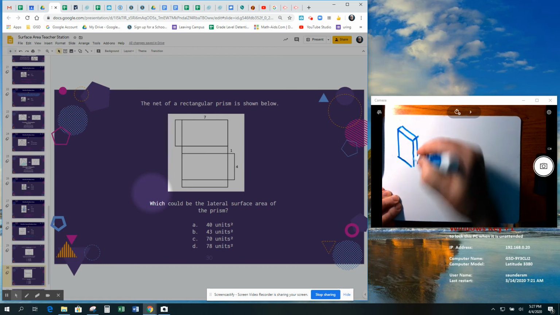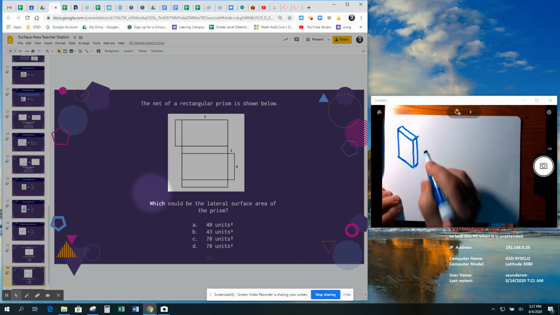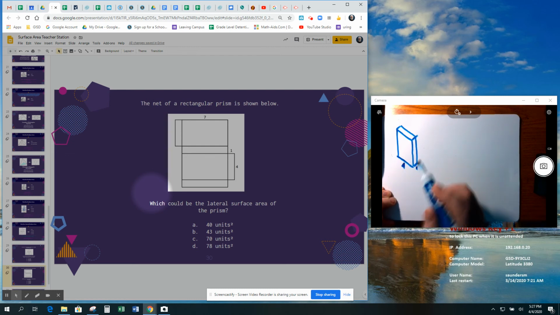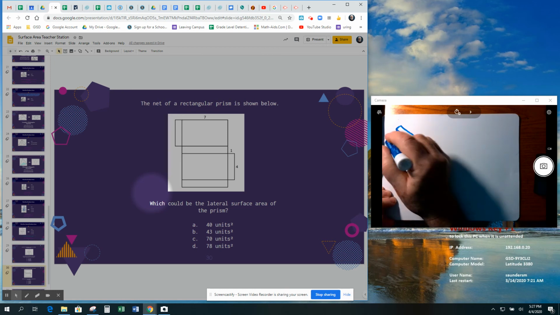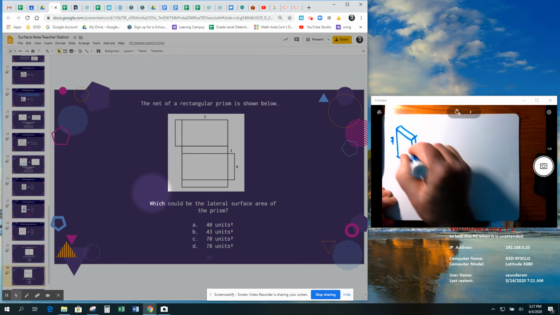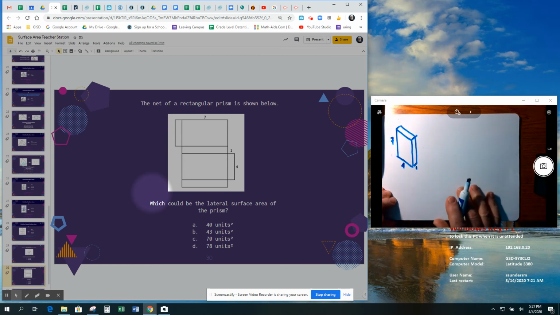So I believe that it's standing on its 4 by 1 edges. Okay, so that means we have a 4 by 7 face, side and side, and we have a 1 by 7 face, front and back. That would be our lateral surface area.